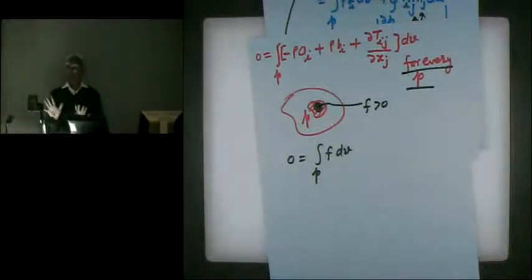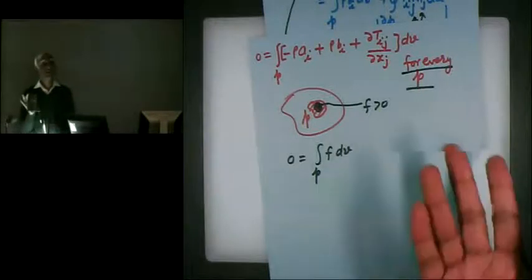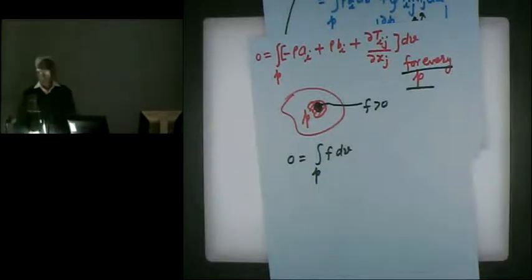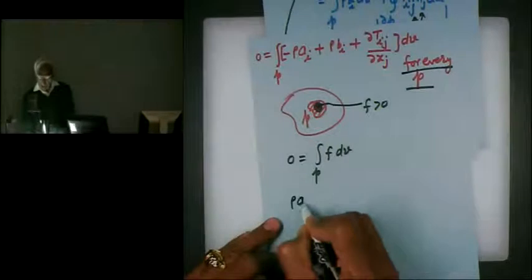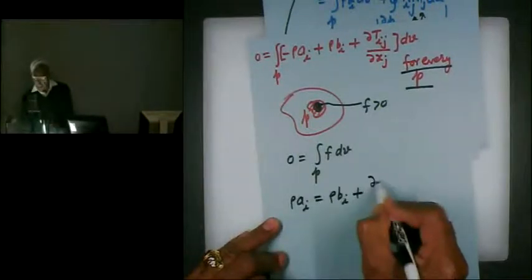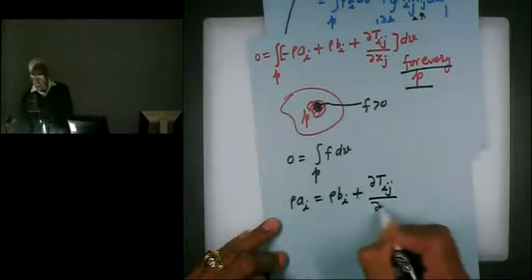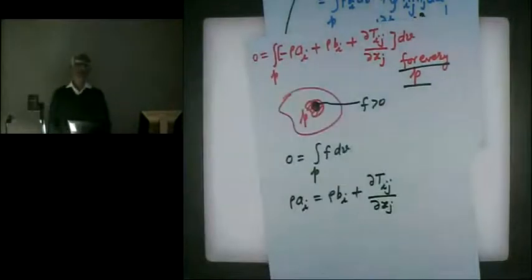Remember, P is arbitrary. So my integral will not be zero then, because I'm integrating something positive over a small area. Therefore, this integrand must be zero. And that means rho AI must equal rho BI plus delta TIJ over delta XJ, because the integrand is zero, so I take my rho AI to the other side.